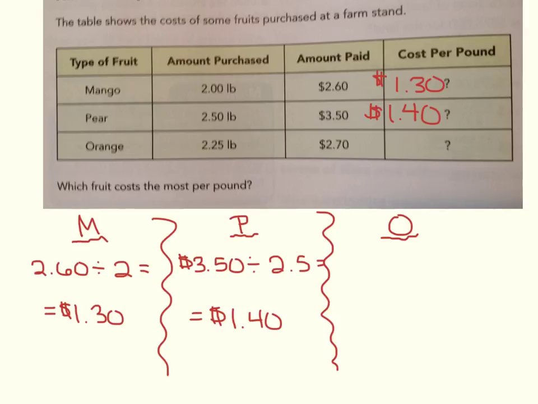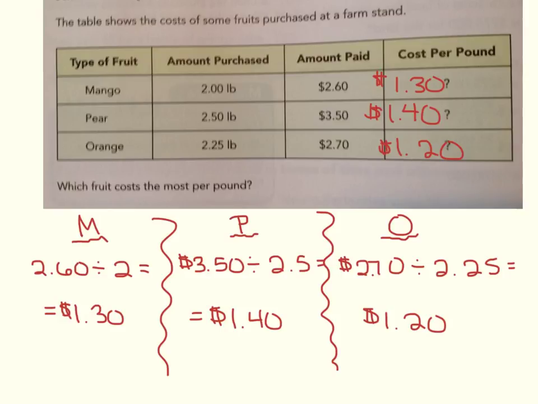For oranges, it says for 2 and 25 pounds, it costs $2.70. So you always want to take the total amount paid and divide it by the total amount purchased. So $2.70 divided by 2 and a fourth pounds would equal $1.20 per pound. So we'll fill in our chart.